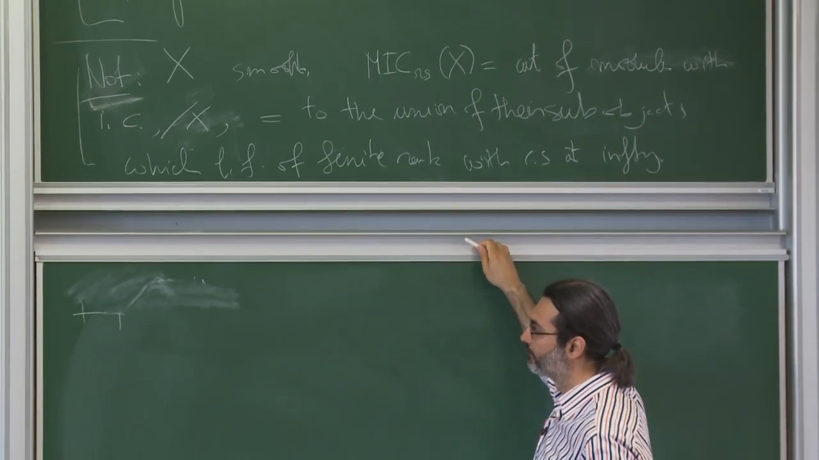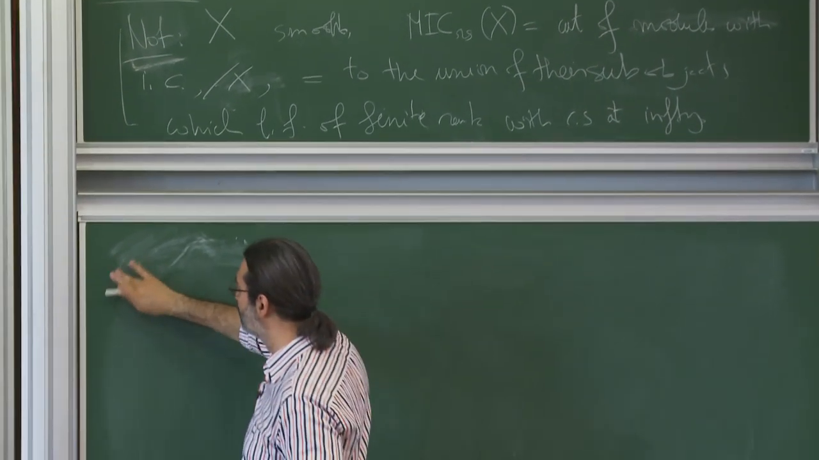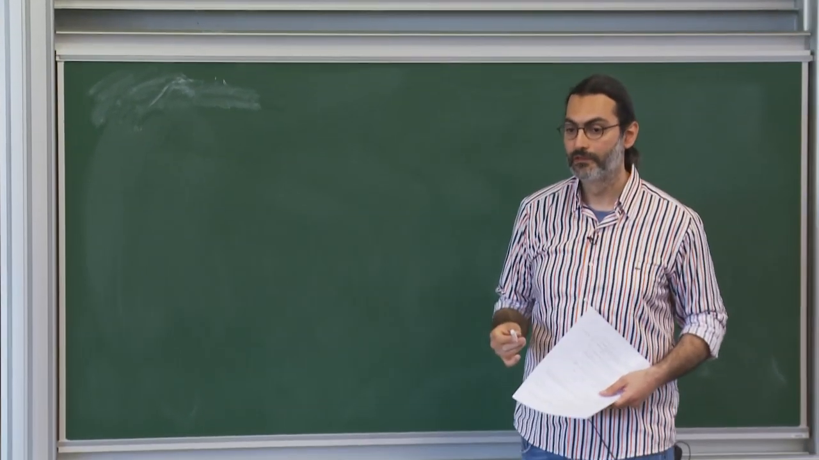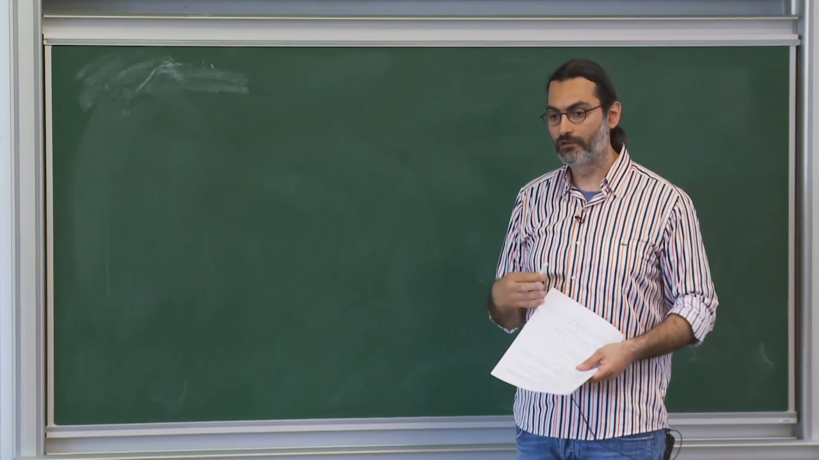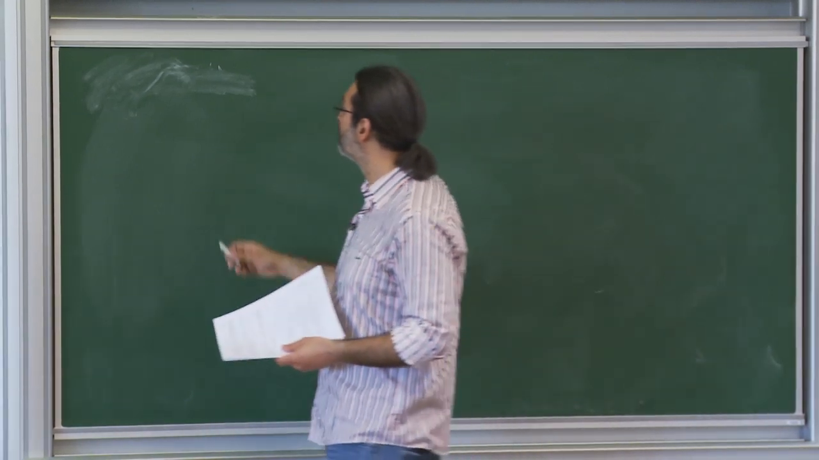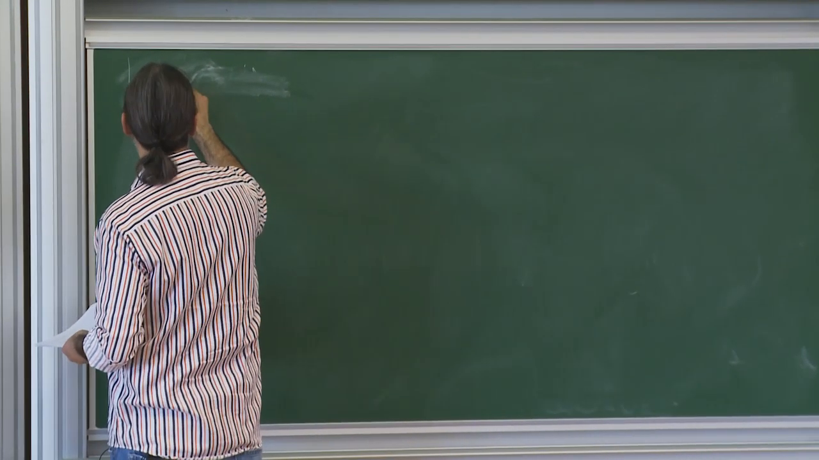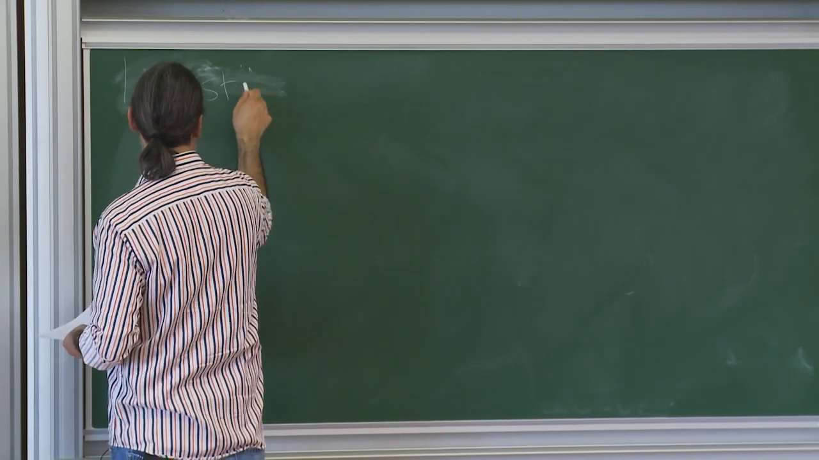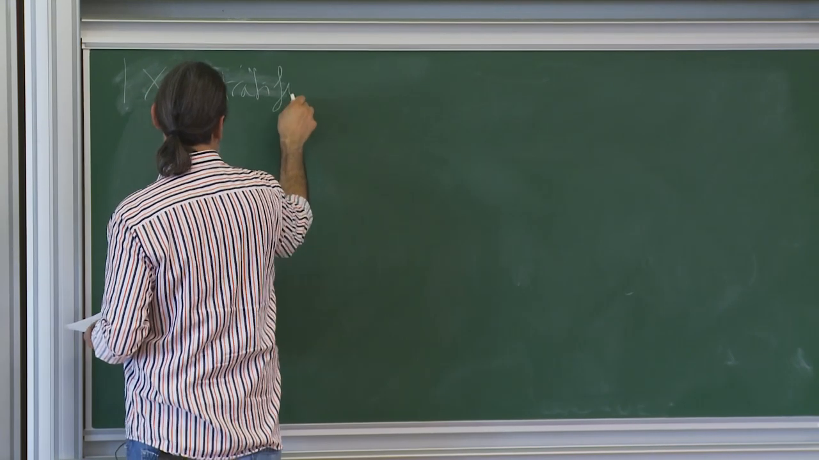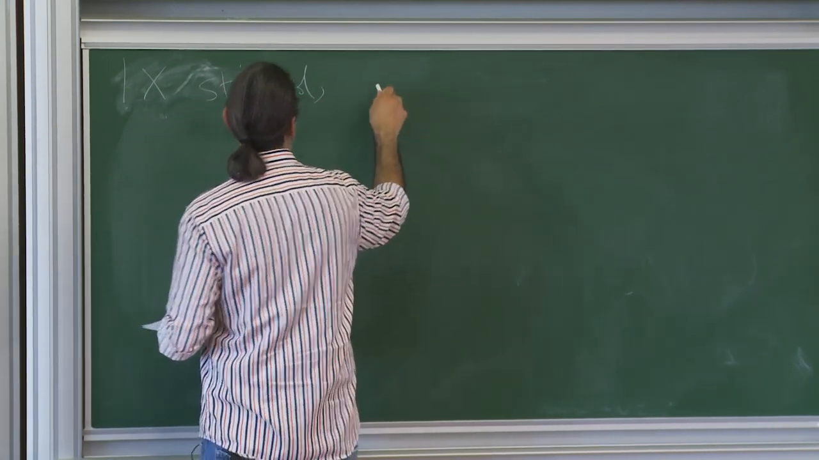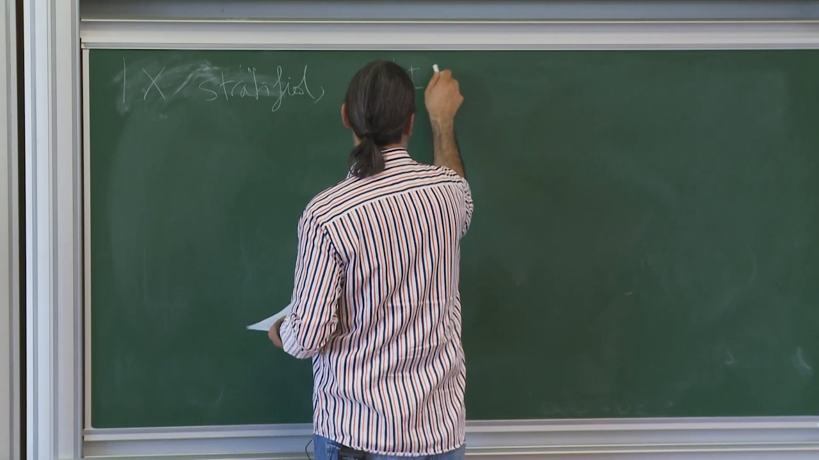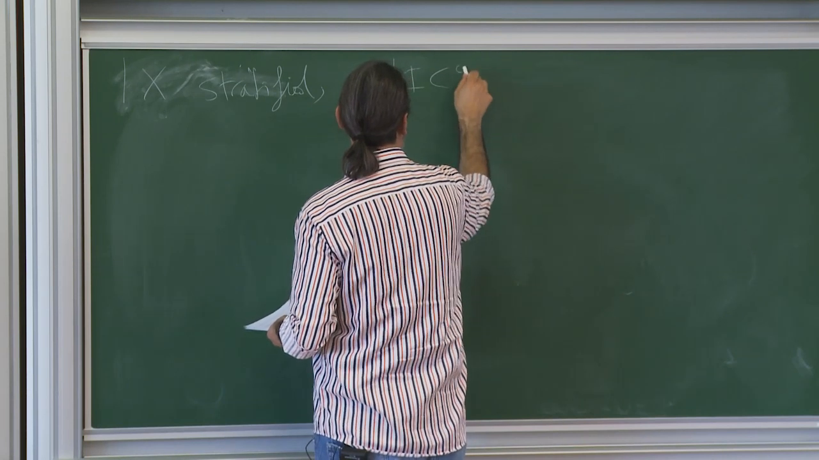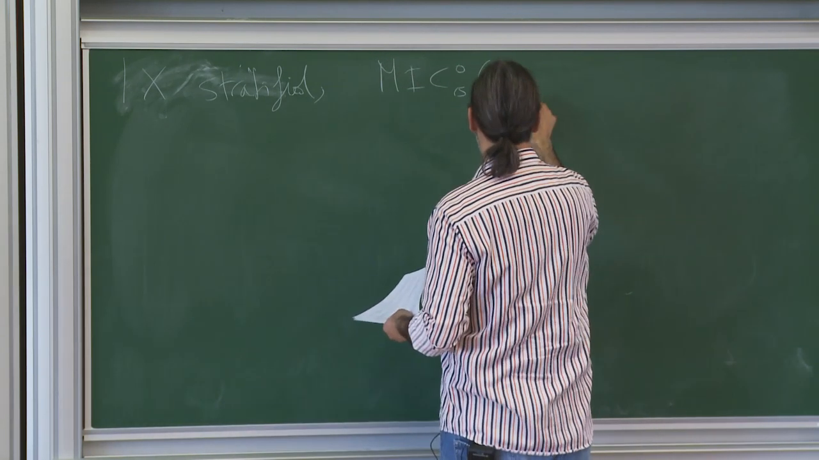The module is not necessarily of finite rank, but it is a union of ones which are finite rank. So if X is now stratified and regularly stratified, I'll denote it by MIC, so I just interchange the circle.